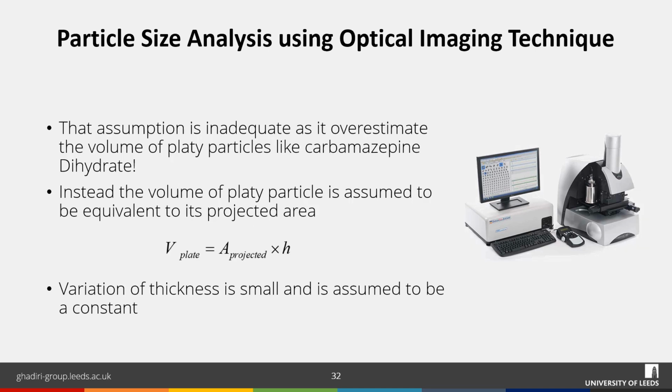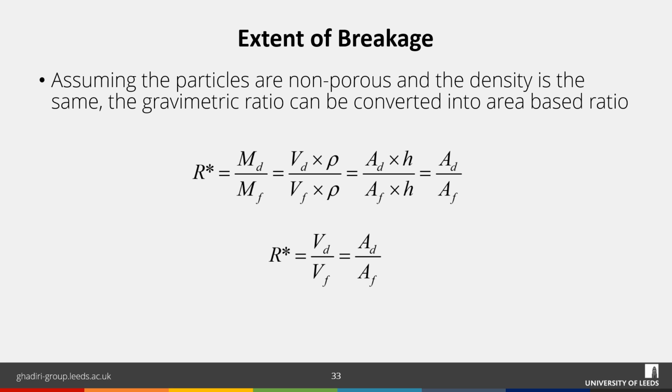However, that assumption is inadequate for our system as it overestimates the volume of platy particles like carbamazepine dihydrate. In order to correct that, we define the volume of platy crystals to be proportional to their projected area under the microscope, multiplied by their thickness. The variation of this thickness is assumed to be very small and hence also assumed to be a constant. Having that, we then move on to the definition of extent of breakage.